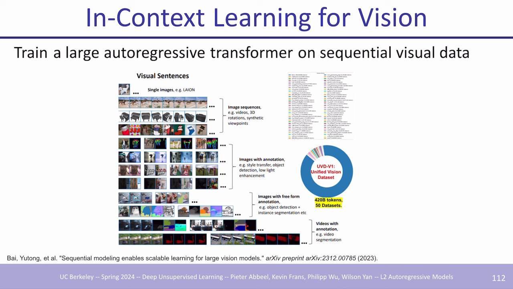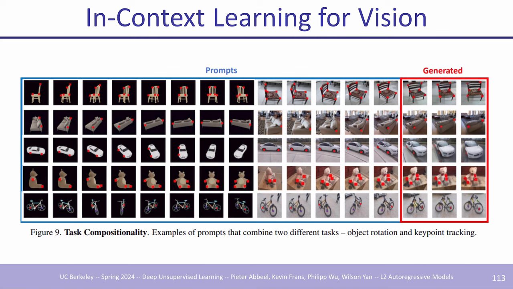So about 50 data sets, 420 billion tokens, and then you just combine it all into one data set, mix it, and train a big autoregressive transformer on it. And then what happens? So you can get these neat in-context learning results.